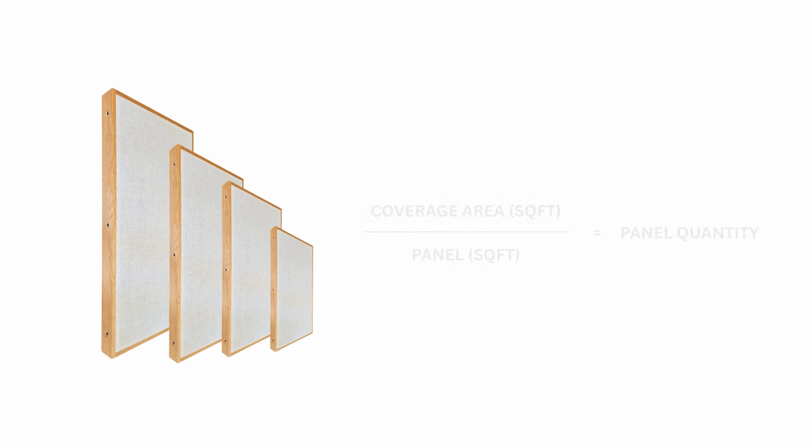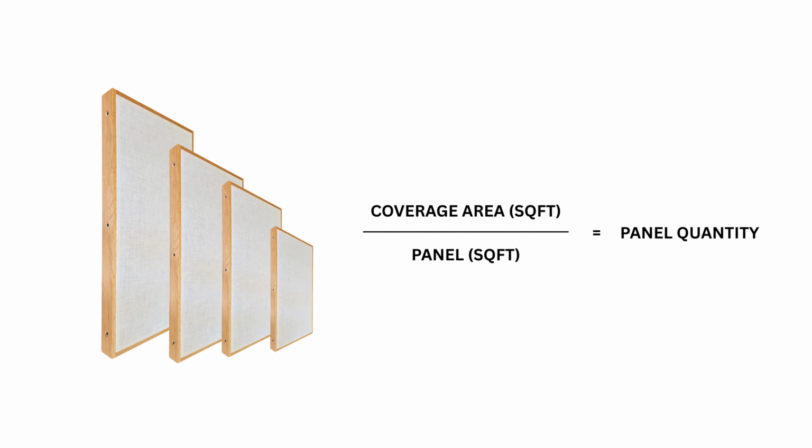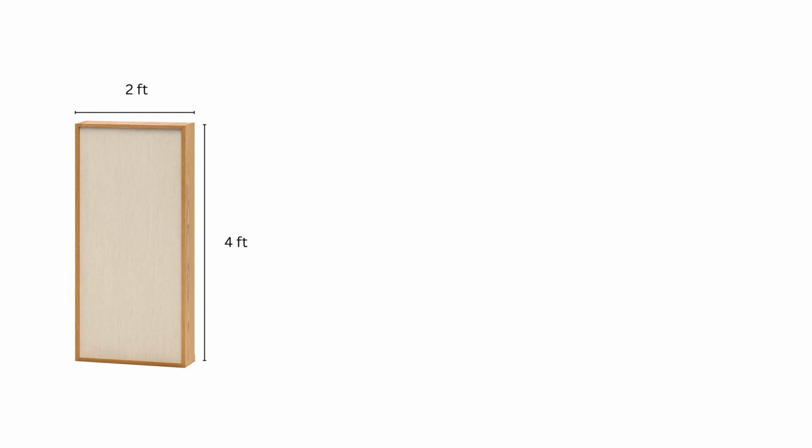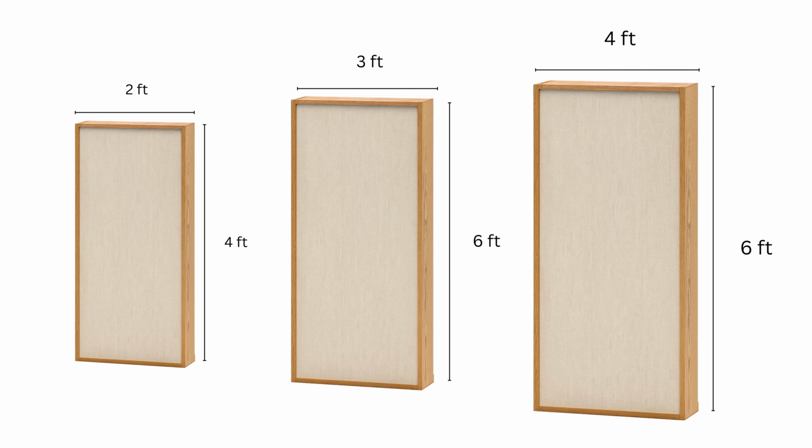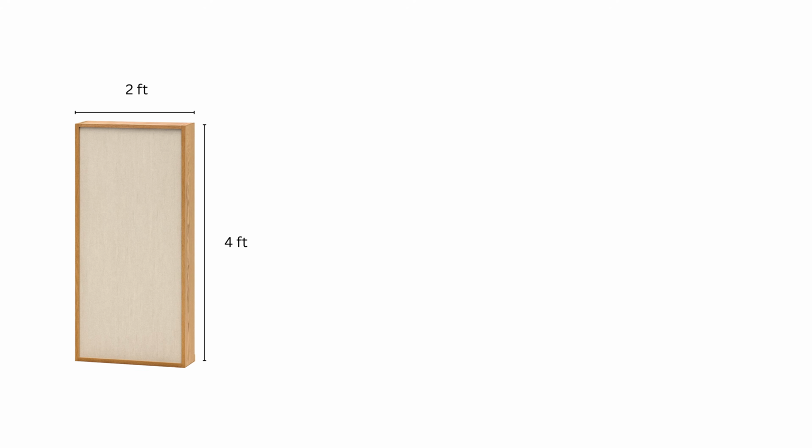Next, decide on the panel size you'll be using. Panel size, combined with your target coverage area, will determine how many panels you need in total. One of the most common and efficient sizes for coverage is 2 feet by 4 feet. You're free to use any dimension you like as long as the size provides effective coverage for your space. For this example, we'll stick with the 2 by 4 size.